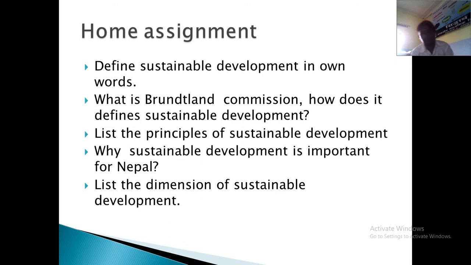And here I have prepared a home assignment. Dear students, define sustainable development in your own words. What is the Brundtland Commission and how does it define sustainable development? Next, list the principles of sustainable development. Why is sustainable development important for Nepal? And list the dimensions of sustainable development. This is the home assignment for you.